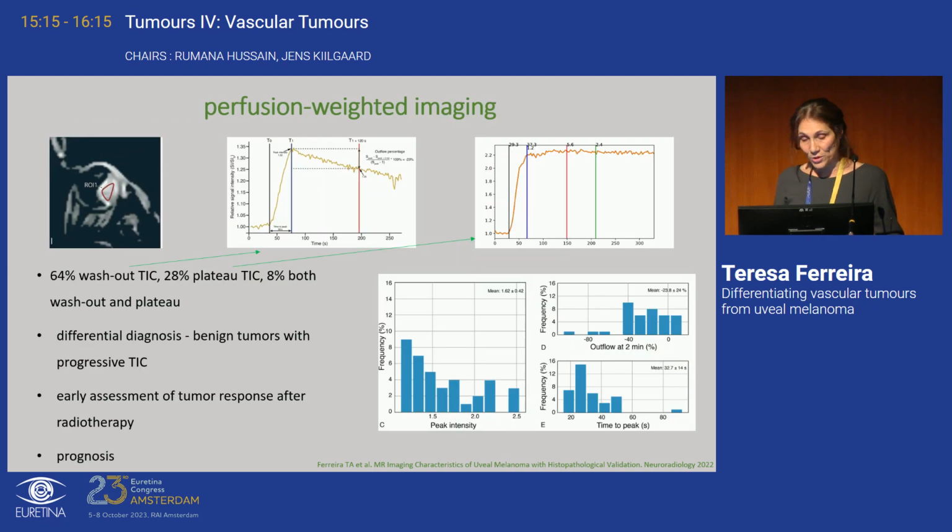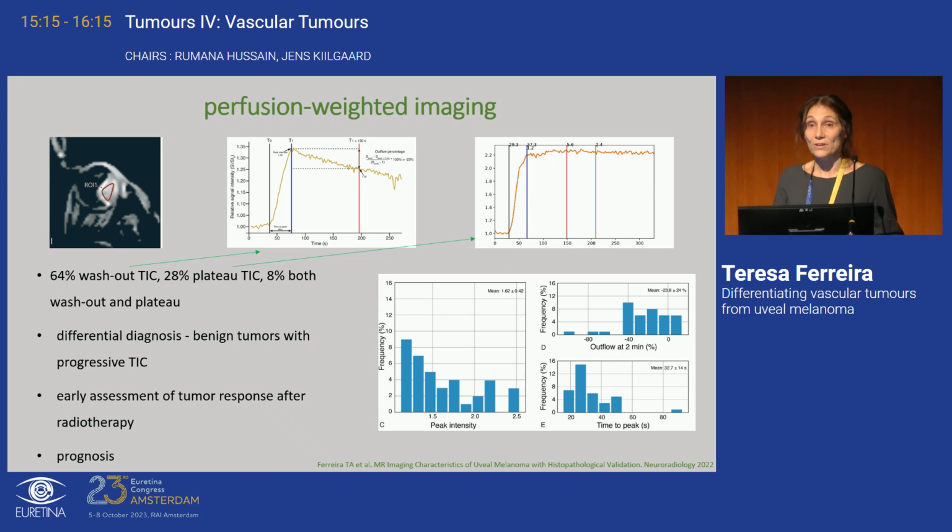On perfusion, 2/3 of uveal melanomas will have this kind of curve, which is a washout curve, quick wash-in with washout, and 1/3 will have this kind of curve, which is quick wash-in and then a plateau. So we call this a plateau curve. We can also measure the perfusion values, and for instance, regarding the peak intensity, we know that the mean peak intensity is 1.6.